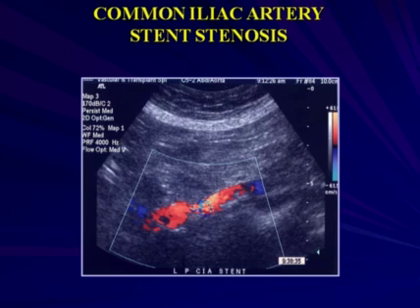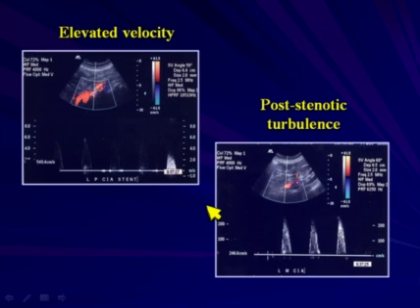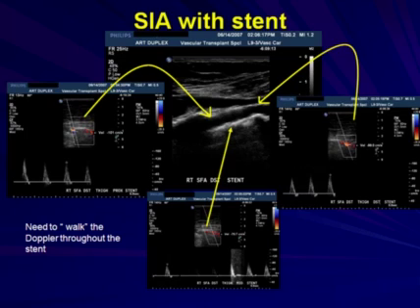Here's an example of a common iliac artery stent stenosis, and you can see very easily where that is narrowed within the lumen. We document the elevated velocity associated with that. This one happens to be over 500 centimeters per second, and then document the post-stenotic turbulence and the decrease in velocity after the stenosis.